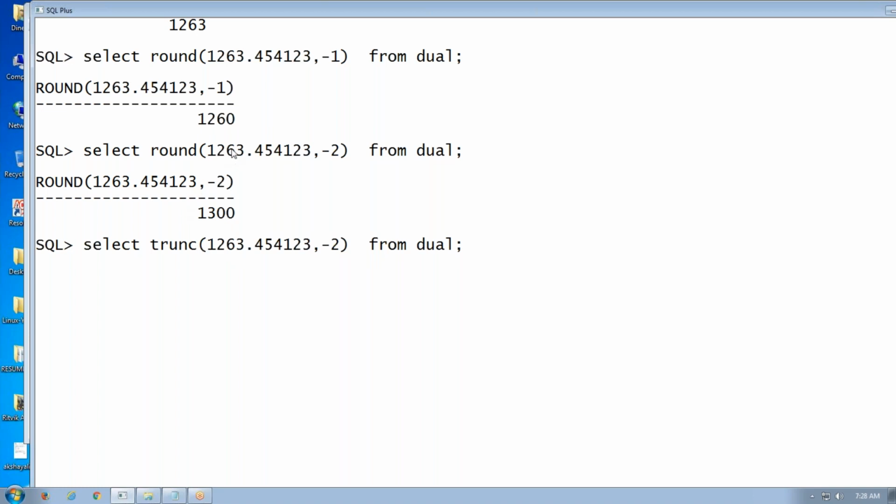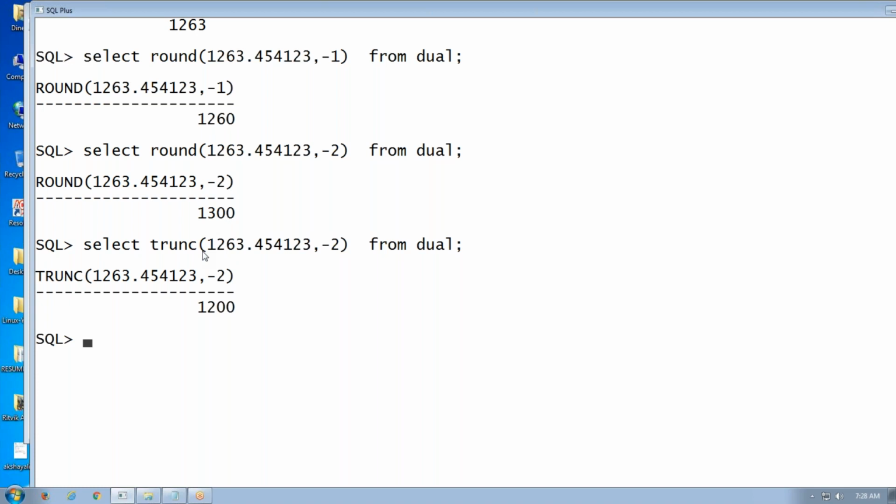See, actually 1263 is printed as 1300 by round. But here, 1200. See, it is only truncating 2 digits in the integral part. Even though the second digit is greater than or equal to 5, still it is not making any increments.